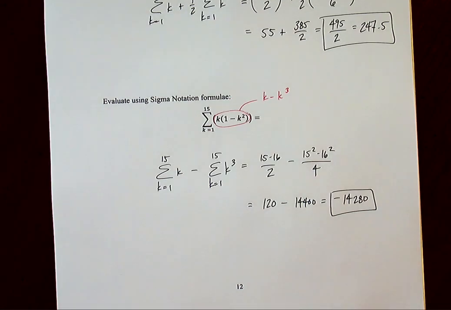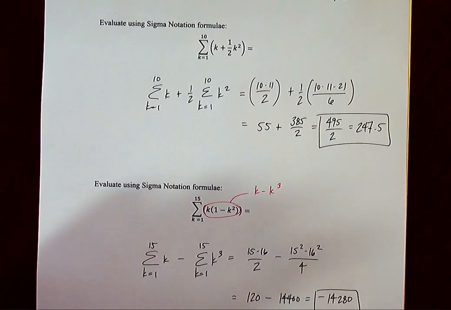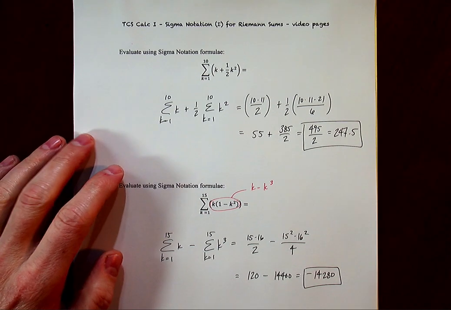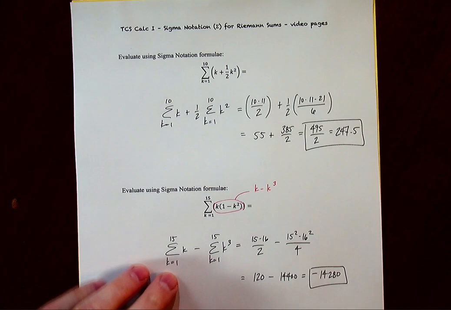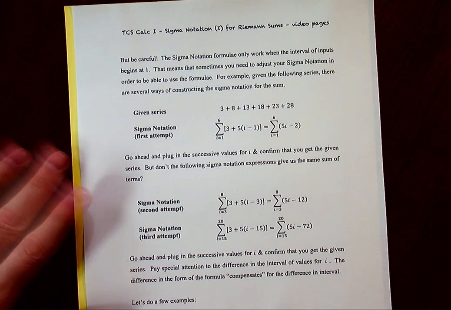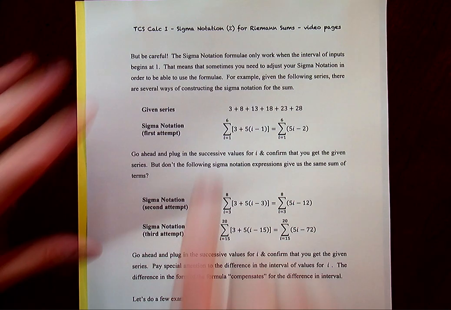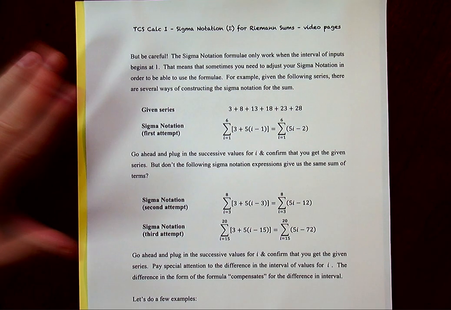All right. Now, remember when I said that those formulas only work when you have the interval starting at 1. So we need to talk about what happens when it's not 1, right? Like I said, the sigma notation formulae only work when the interval of inputs begins at 1. That means that sometimes you need to adjust your sigma notation in order to be able to use the formulas.